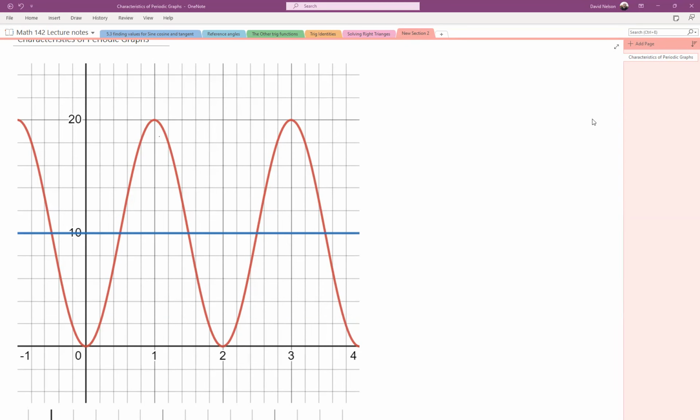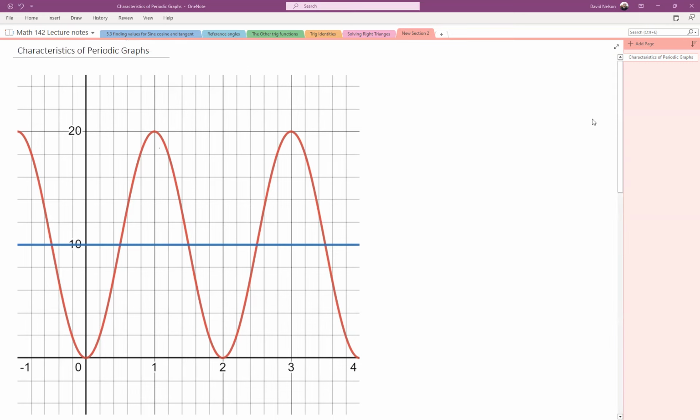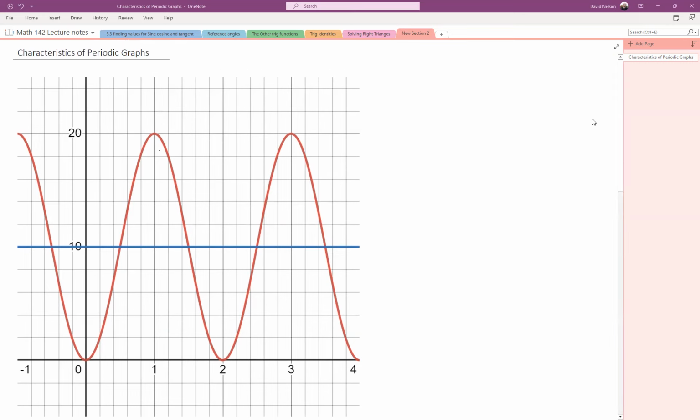Okay, we're going to next talk about, as our continuation of the graphs of sine and cosine, the characteristics of periodic graphs. A periodic graph is any graph that sort of repeats itself after a while in a regular manner.